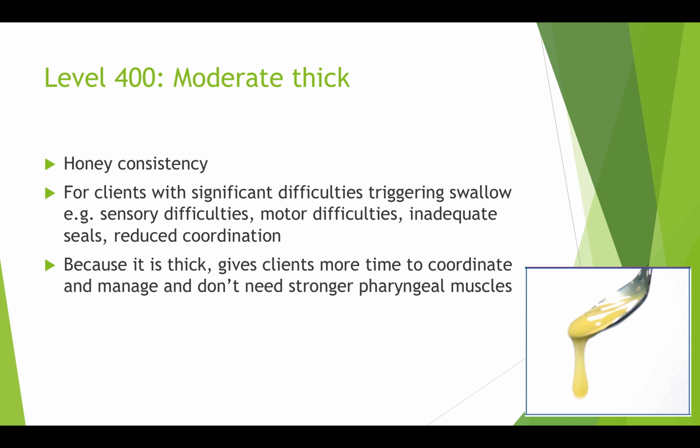Level 400 is moderately thick. This is a honey consistency. It slowly drips in small lumps off the end of the spoon. For clients with a significant difficulty triggering a swallow, for example, sensory difficulties, motor difficulties, inadequate seals, and reduced coordination. Because it is thick, it gives clients more time to coordinate and manage and don't need stronger pharyngeal muscles.